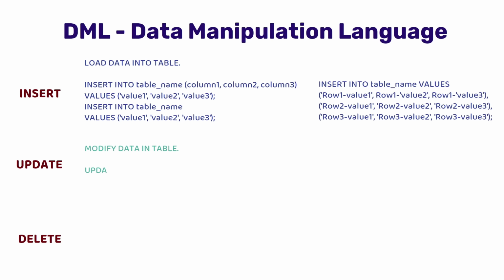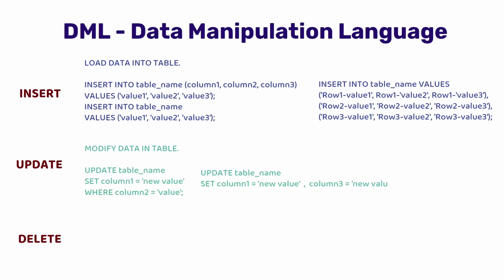Update. Update command is used to modify the data in the table. The syntax can be like update table name followed by set clause followed by the column which needs to be updated, and then finally mentioning the where condition to specify the row or records which needs to be updated. We can also update multiple columns at once.